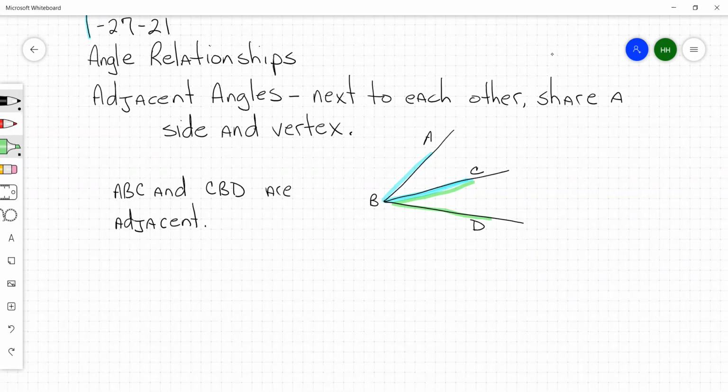They both have side BC, and they both have vertex B. So they meet the definition: next to each other, share a side and a vertex. Adjacent angles.